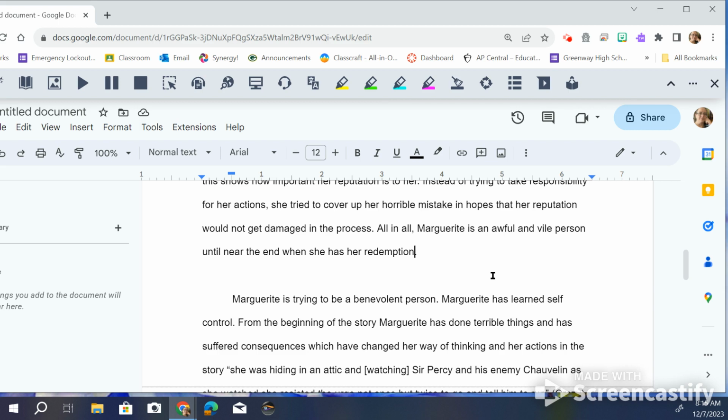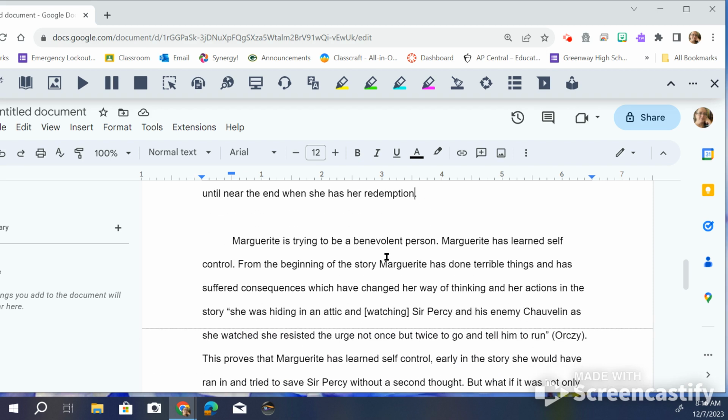It's kind of like the difference between you memorizing a list of prepositions and you understanding the function of a preposition. You can memorize as many transition words as you want. You will never be as good with them unless you understand the function of them. Because we're going chronological, my topic sentence and my closing sentence should tell me where I am in time. So, all in all, Marguerite is an awful and vile person until near the end when she has her redemption.